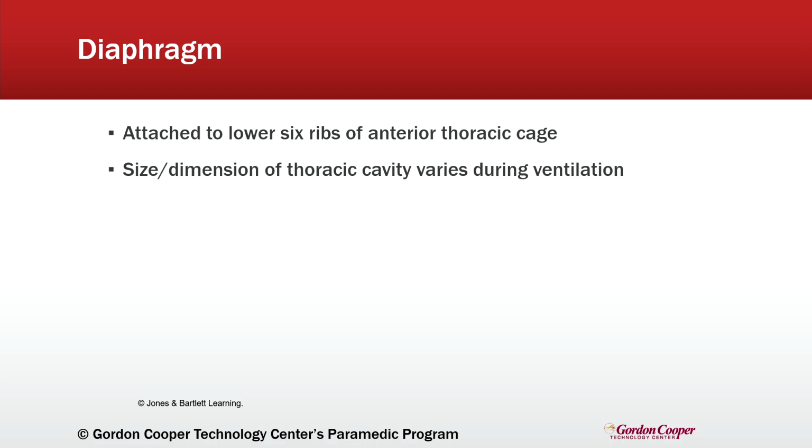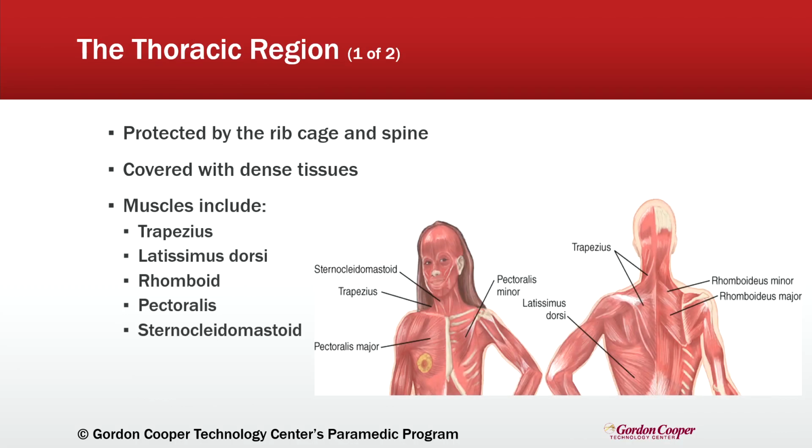Still talking about the diaphragm and its attachment. The thoracic cavity extends to the 12th rib at the back, and the diaphragm is attached to the lower 6 ribs of the anterior thoracic cage. This attachment is crucial for its function in breathing. As the diaphragm moves during breathing, it causes changes in the size and dimensions of the thoracic cavity. That variation is important for effective ventilation, and it also needs to be considered during your physical assessments of patients with thoracic trauma.